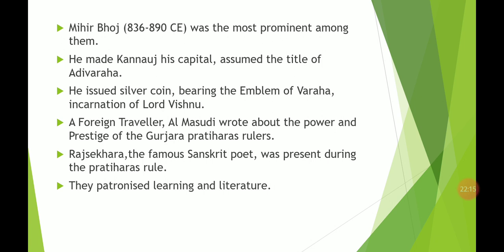The Gurjars and Pratihars also fought for Kannauj, and there were a lot of kings in between them. Mihir Bhoj was a prominent ruler in between, and he made Kannauj his capital and assumed the title of Adi Varah. One foreign traveler that came during the period of this dynasty was Al Masudi, and he wrote a lot about the Gurjars and Pratihars. And there was one Sanskrit poet, Raj Shekhar, who wrote a lot of things about the Pratihara rule.